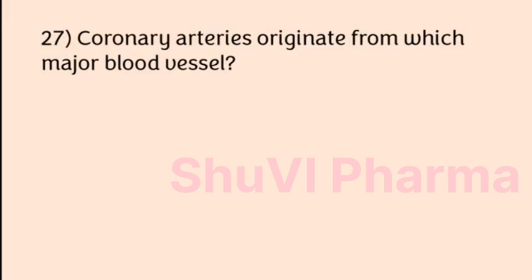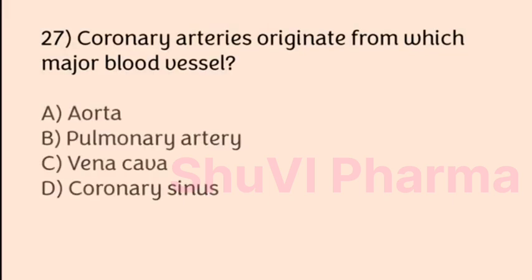Coronary arteries originate from which major blood vessel? Aorta, pulmonary artery, vena cava, coronary sinus. The correct answer is option A. Coronary arteries originate from aorta.